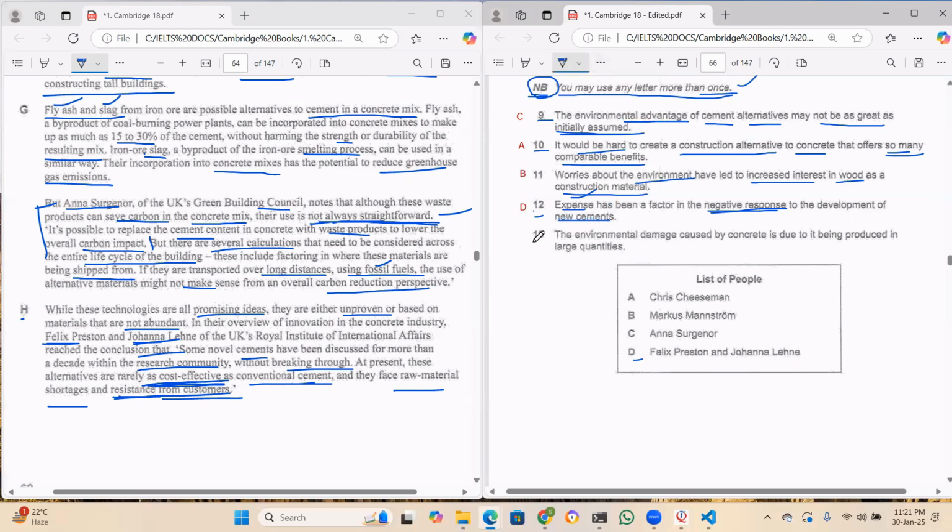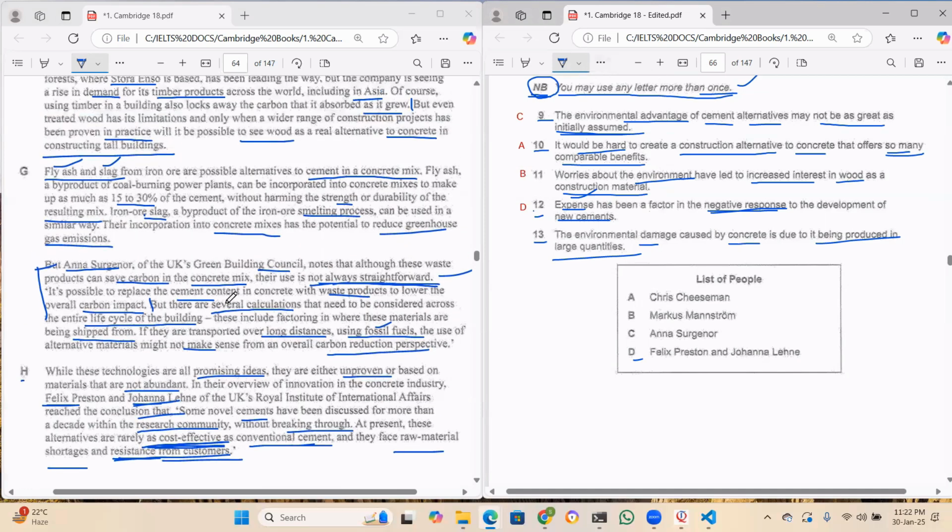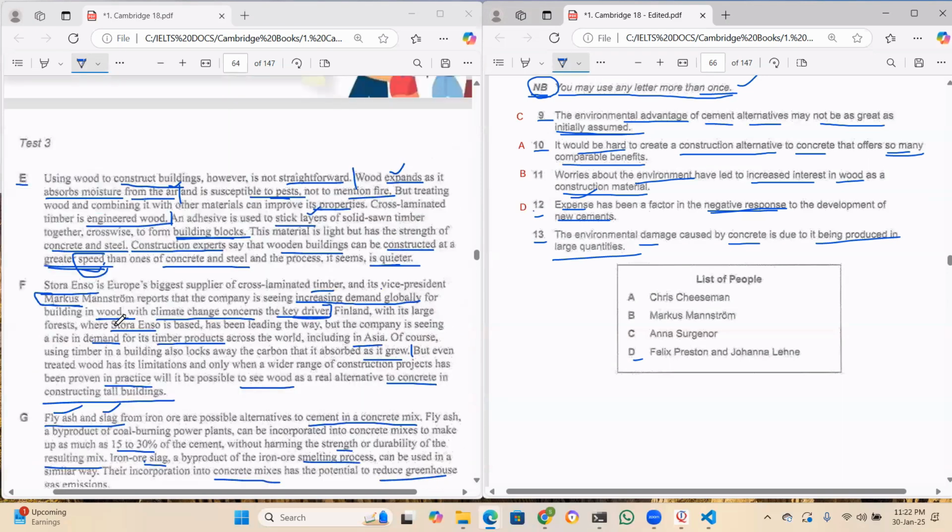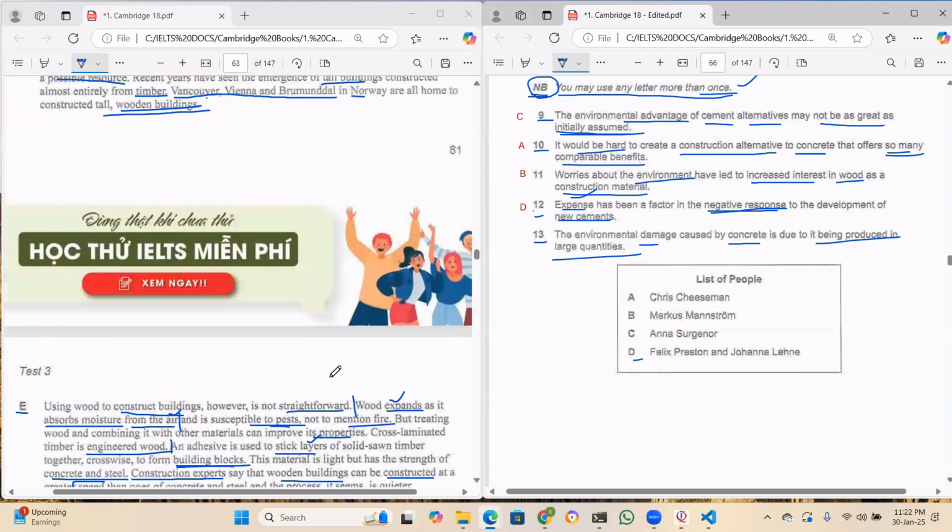And the last one, 13th one. The environmental damage caused by concrete is due to its being produced in large quantities. Who said this? Felix and Johanna, they did not talk about this because we just read it. Anna also, she did not speak about this, I guess. Not straightforward, because she spoke about the fossil fuels, long distances, carbon reduction, these things. Marcus also, we just read it.